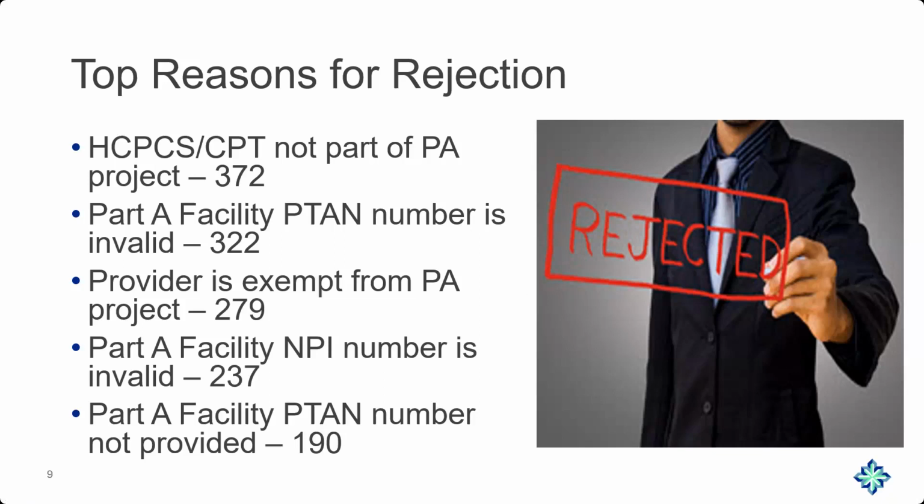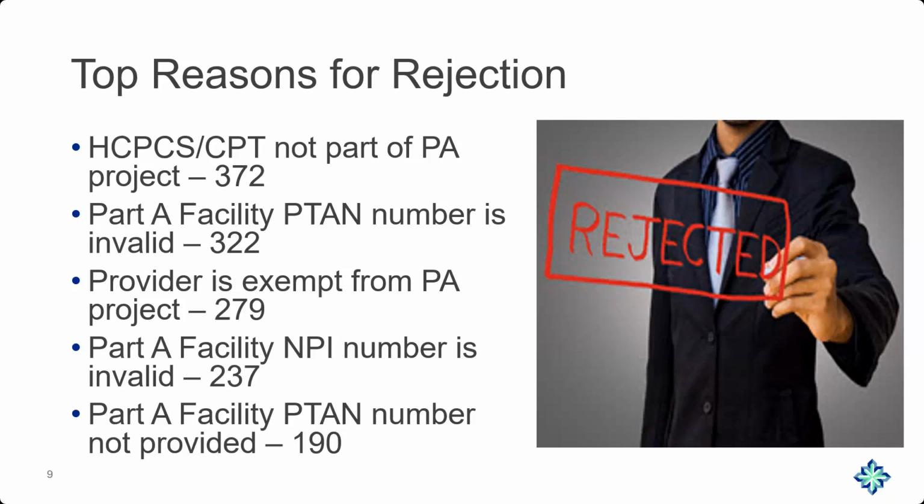Next, we have the Part A PTAN number is invalid. So here we're talking about that 6-digit number that's assigned by WPS when a provider enrolls. Coming in at number 3 is the provider is exempt from prior authorization. I'll talk a little bit more about this later, but when providers have been made aware that they are exempt from the prior authorization process, then they don't need to continue to submit those requests. Like I said, we're going to get into that in a little bit more detail in just a little bit.